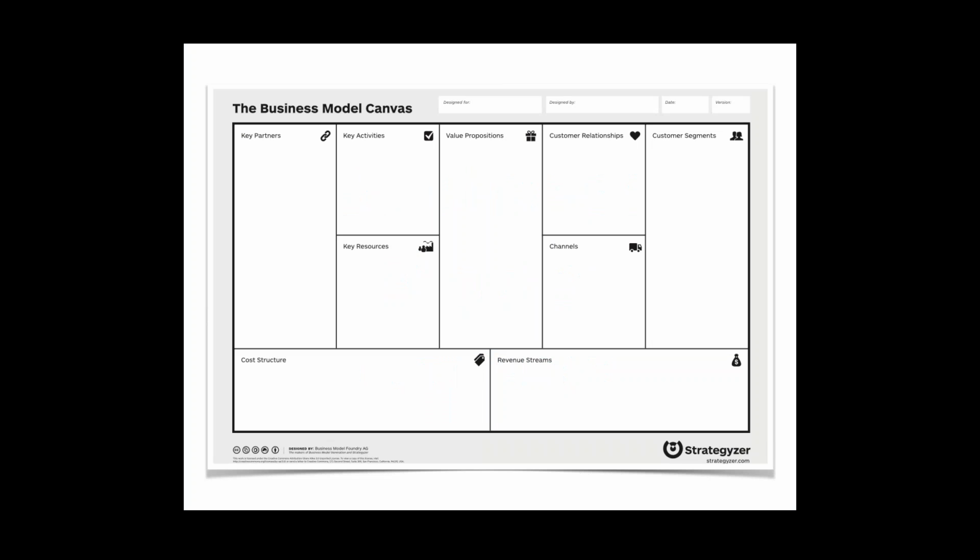Between those two boxes, where that little truck icon is in the upper right corner, we have channels. So this is the way that we are reaching customers with our offer and how we're actually delivering that offer to them. Just above that little heart icon is customer relationships. So these are the relationships that our customers expect us to start, keep, and maintain with them over time. And then at the very bottom right there, we see revenue streams. And so this is how, as an organization, we bring revenue or money into the organization.